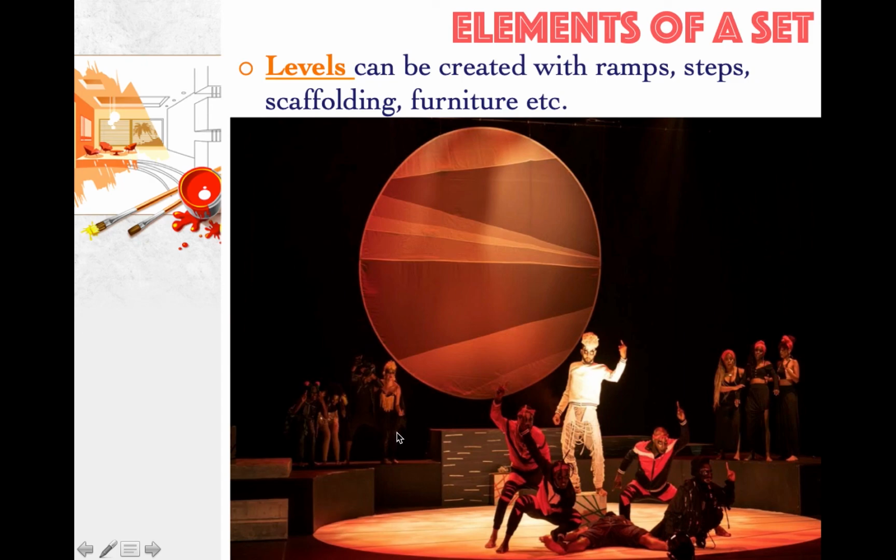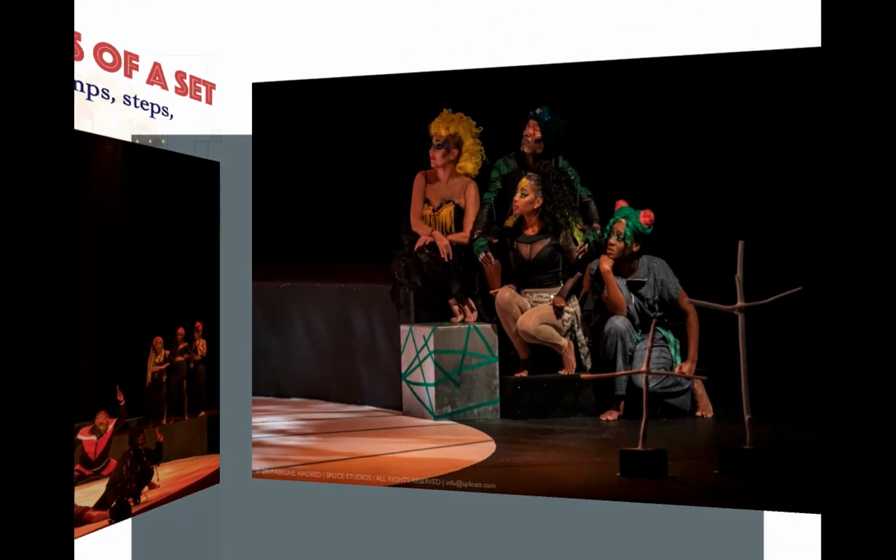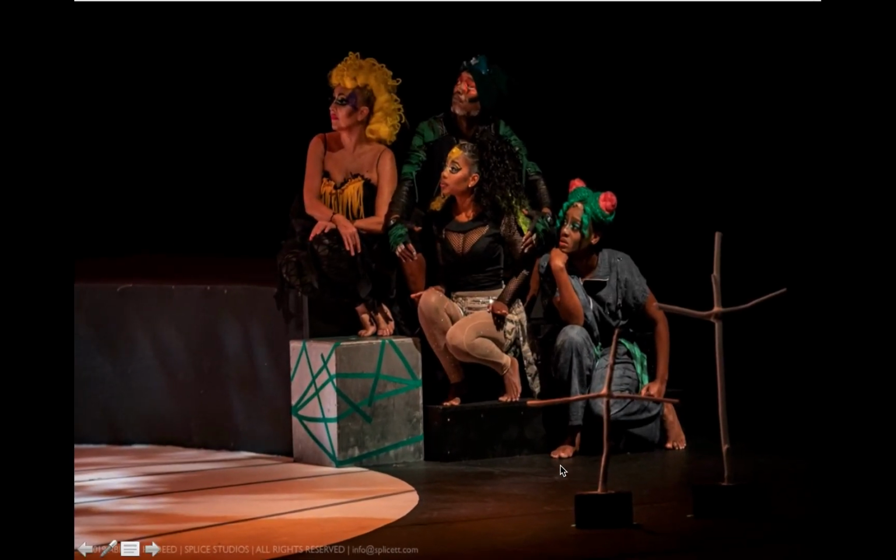So in terms of the levels on set itself, you can create it with ramps, steps, scaffolding, furniture, anything that creates different levels, basically. So you always want to aim for a set that has many levels. So you see even here, you have a step and a little box and a ramp that all cause you to have this beautiful picture here where all the actors are very visible because they're not all bunched up on the same level, one behind the other. So this is a really beautiful way to do a set.